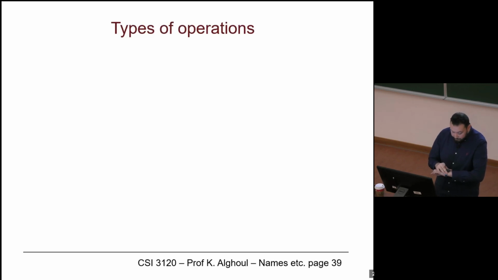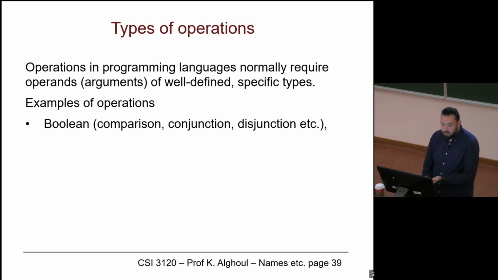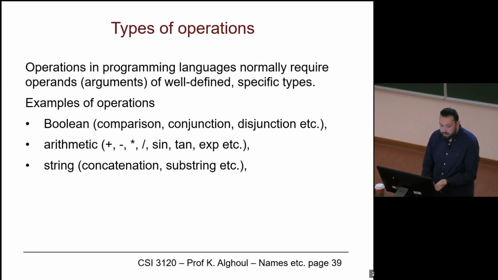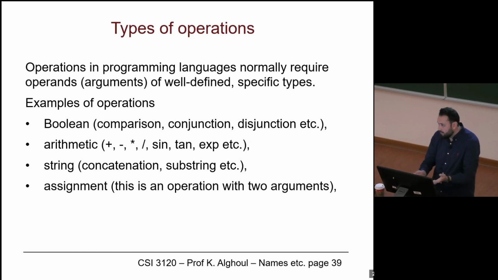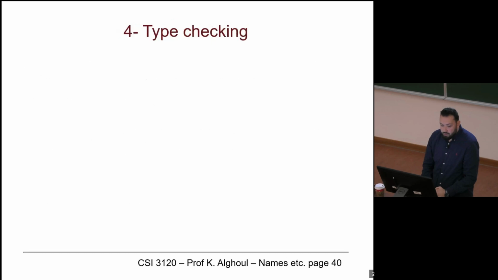So before we move to type checking, let's talk a bit about the types of operations. What do we have as type of operations usually? What are the types? It can be Boolean, arithmetic, string, assignment. We can have multiple types of operations. Okay, guys? So if I want to do type checking, why did I mention these types? Usually, if you assign a Boolean to a string or something, you have a type mismatch, correct? So we're going to talk a bit about it.